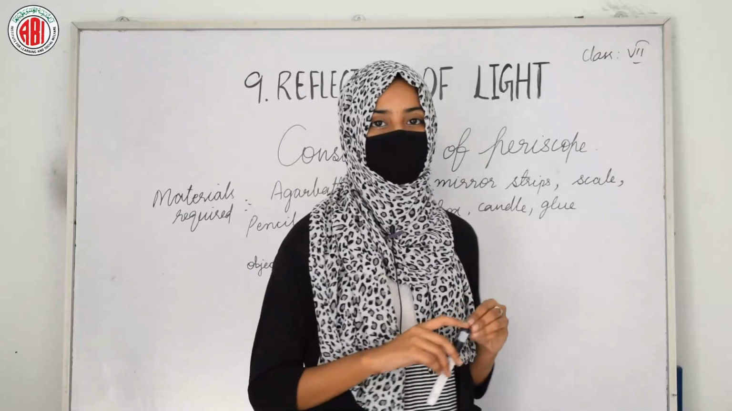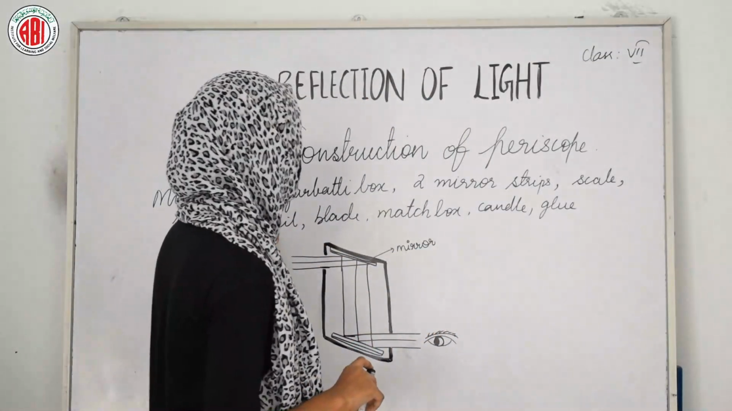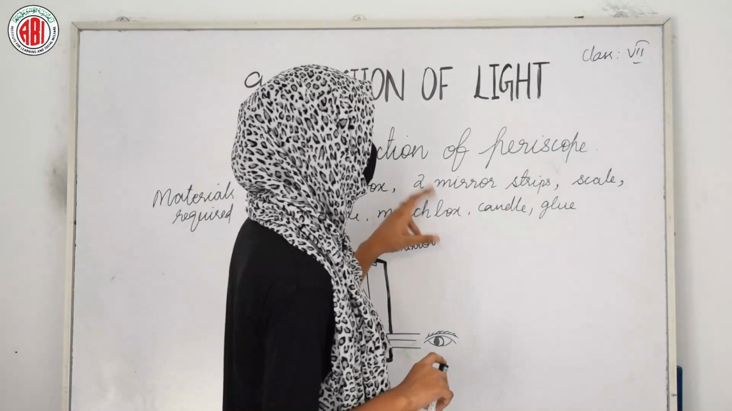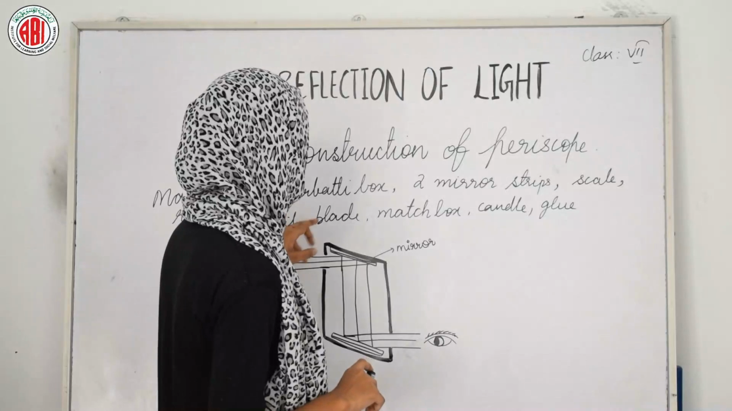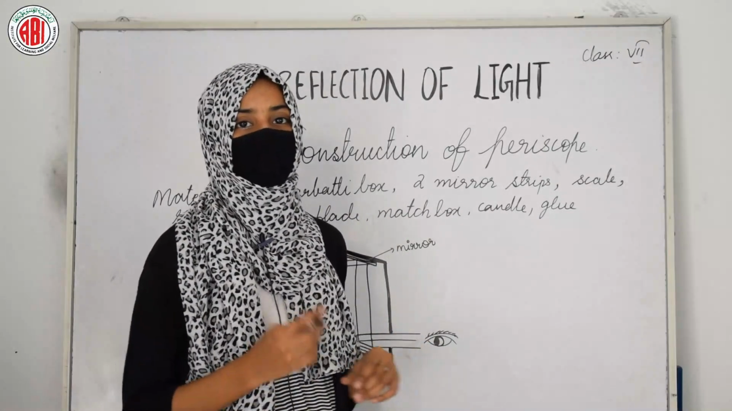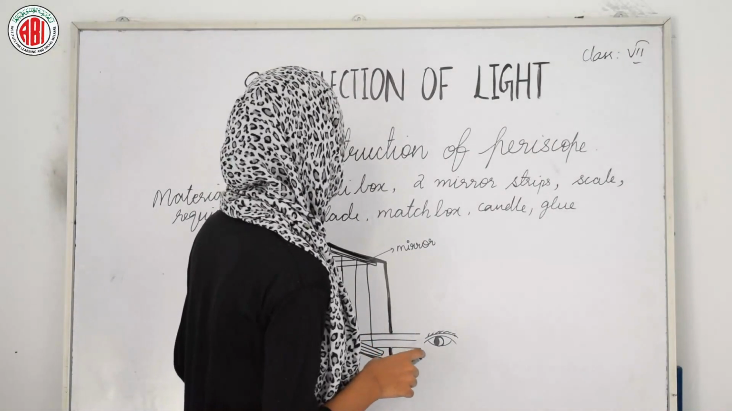So to construct the periscope, we need different materials. The materials required in the construction of a periscope include an agarbatti box, 2 mirror strips, a scale, a pencil, a blade, a matchbox, a candle and glue. These are the different materials that are required to construct our own periscope. Now, what do we need to do to make our own periscope?